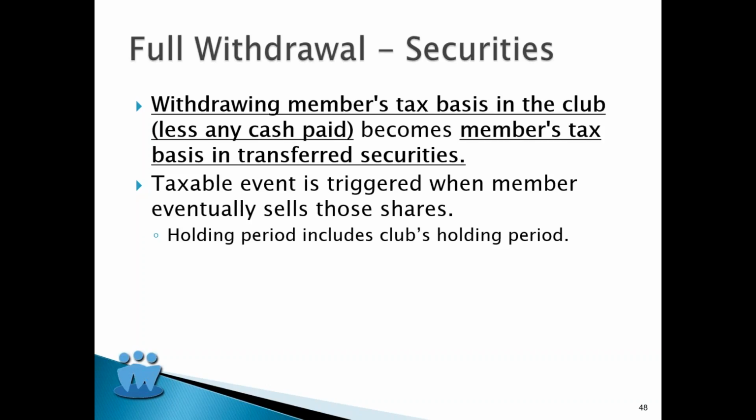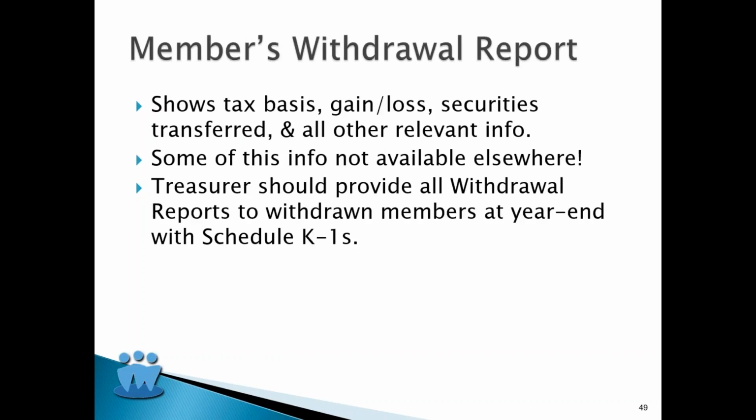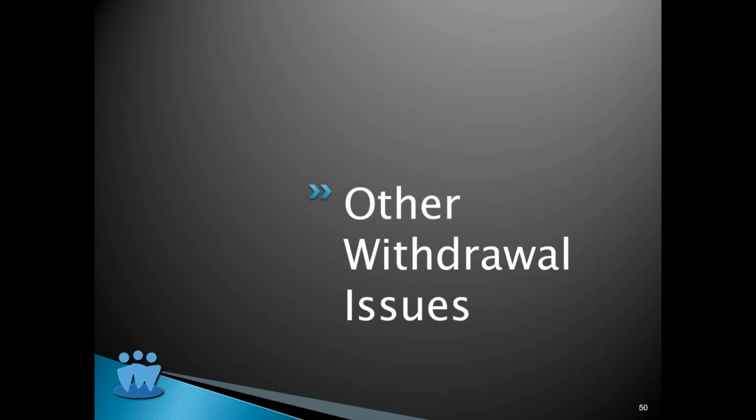And interestingly, the holding period includes the club's holding period. So if the club owned the stock for 2 years, the member could own it for 2 days, sell the stock, and it would be a long-term capital gain. So again, just another reason why this full withdrawal transfer of securities option seems to work really well. Just keep in mind that the member withdrawal report has the tax basis, gain or loss, and all the good information that withdrawing members need to know. It's not available anywhere else, so make sure that withdrawing members have that.